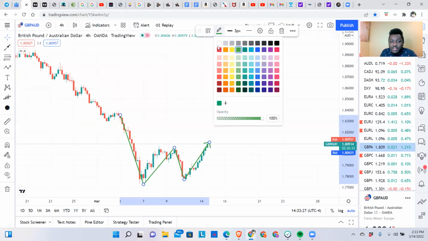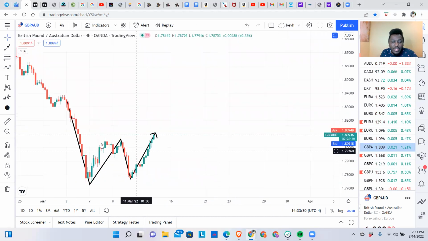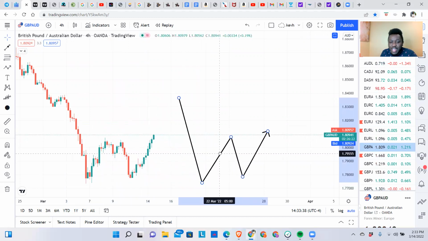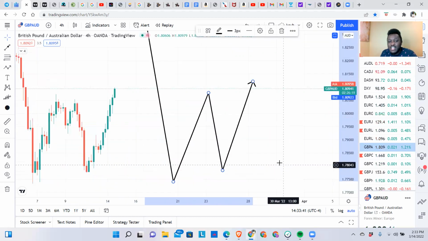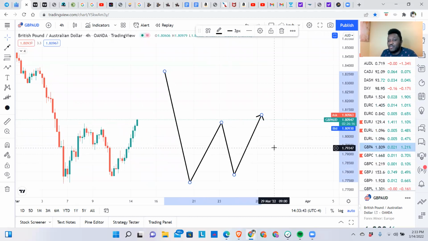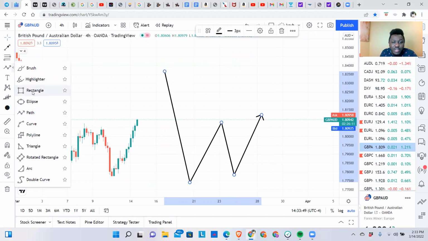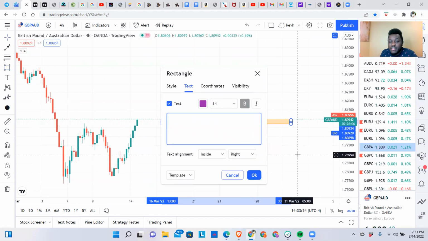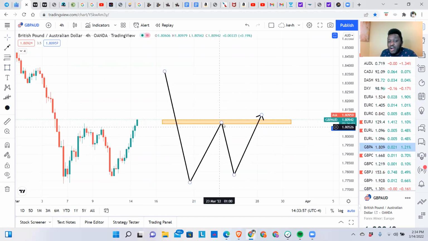Let me just change this to black so that we can work with it. But this is a W pattern. What is a W pattern? Well, basically it just looks like a W. That's just what it is. I'm just going to dissect this a little bit for us, and then hopefully you'll learn something from it as well. So this market creates an area here, a zone, which is our resistance zone, which is also our neckline.